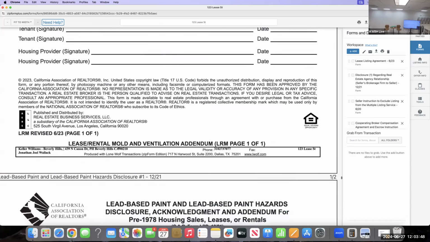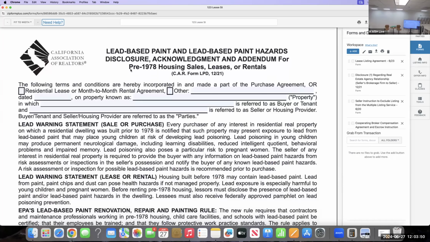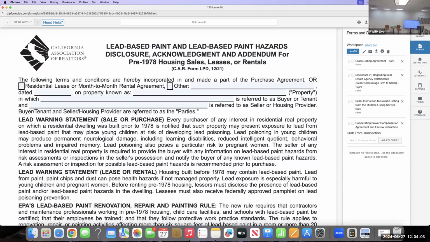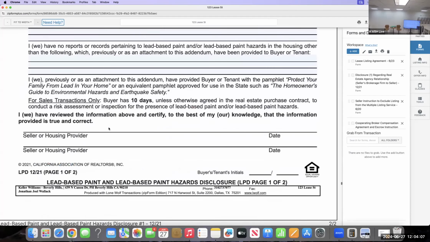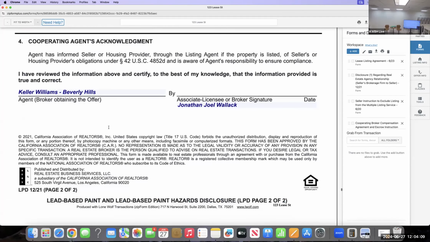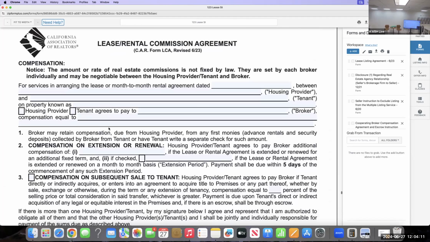All right, so that's the mold. Okay, lead-based paint. This disclosure is only required for properties built before 1978. Paint used to contain lead prior to 1978. There were kids that were eating paint chips, right? There was a problem. So that's when they stopped making paint with lead, in 1978, 1979.